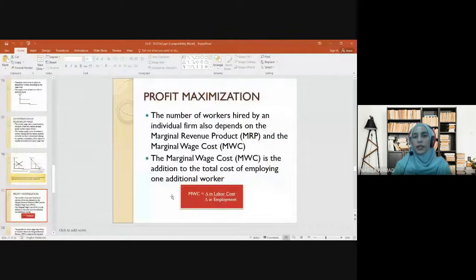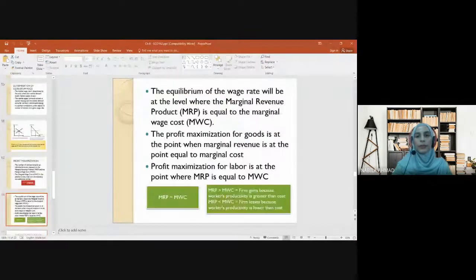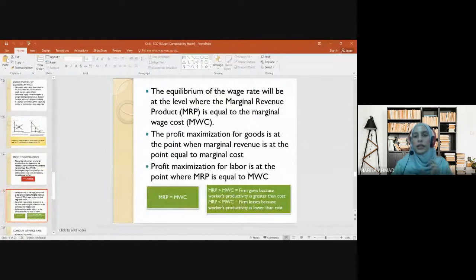So this is the profit maximization. So kita nak lihat the optimum level, the efficient level of the labor that should be hired given the amount of wages. So the number of workers hired by an individual firm also depends on the marginal revenue product and marginal wage cost. So an individual firm dia akan lihat compare marginal revenue product dengan marginal wage cost. So what is marginal wage cost? It is the change in labor cost divided by change in the employment. So the equilibrium of wage rate happens when MRP equals MWC.